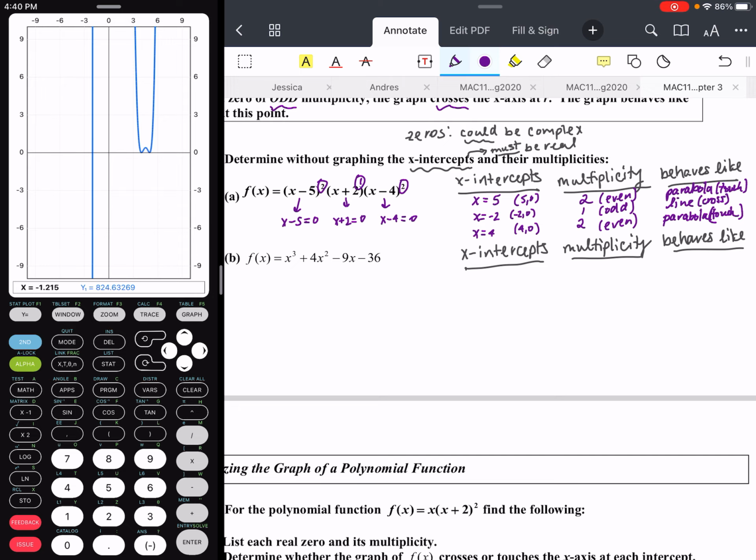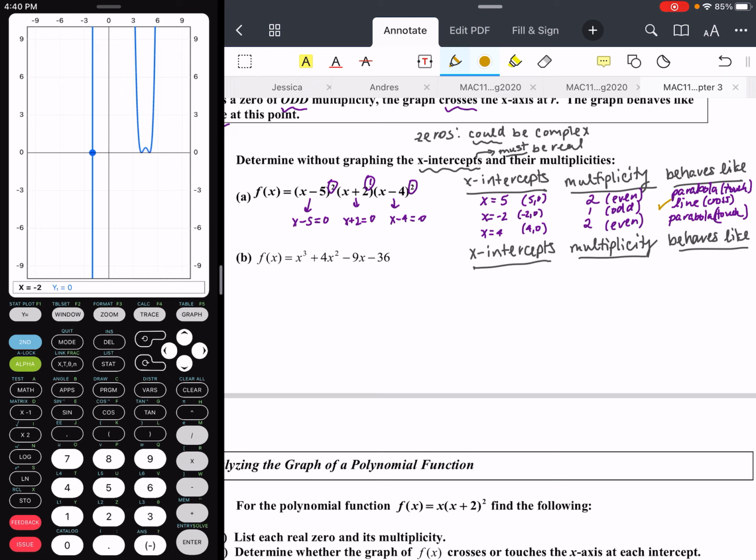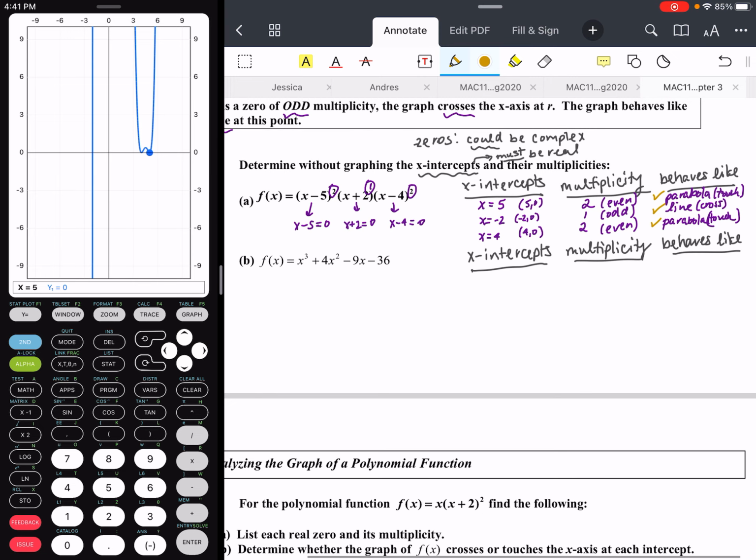So using the trace function, we'll start in negative territory first. So there's x equals -2, y equals 0. We can see that our graph is behaving like a line. It's crossing through the x-axis there. And then if we go over to x equals 4, y equals 0, we can see that we do have that parabolic behavior. It's just touching the x-axis. And same thing for x equals 5, it behaves like a parabola, just touching the x-axis. Okay. All right, so let's take a look at our next function.